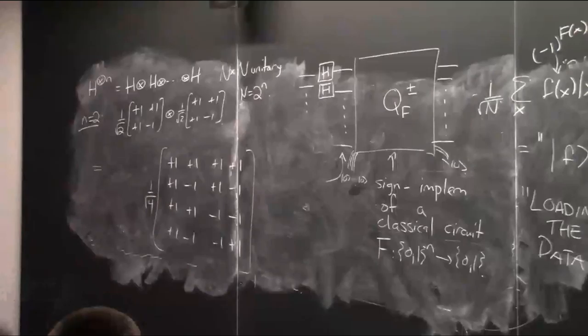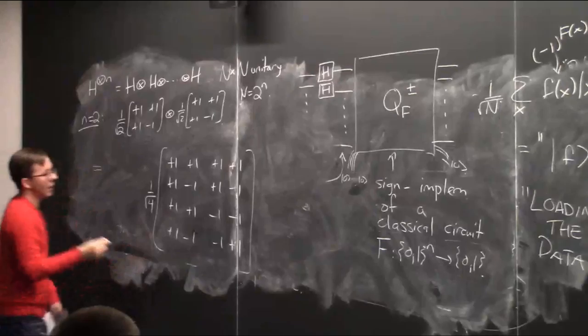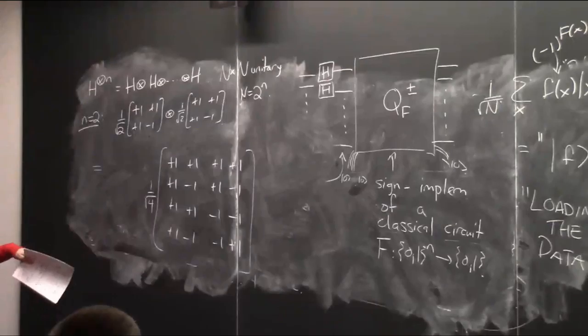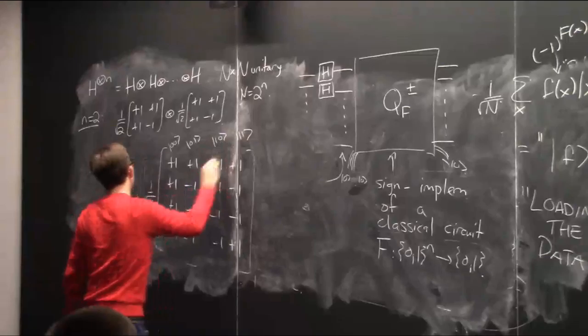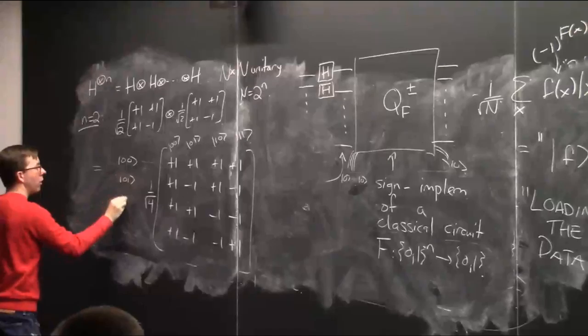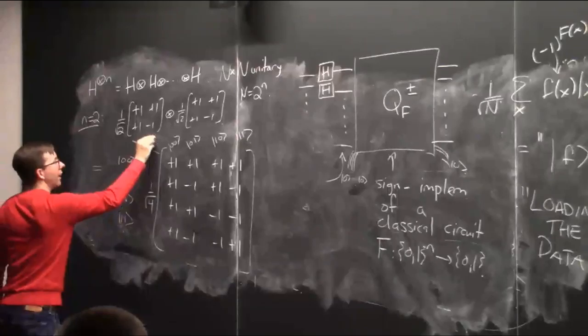Another thing that's important to remember is that these rows and columns are indexed not by the numbers 1 through 4, but by the 2-bit Boolean strings. So this is the 00 column, this is the 01 column, this is the 10 column, this is the 11 column, and this is the 00 row, the 01 row, the 10 row, the 11 row. I'm also going to usually use the letter S for the columns and the letter X for the rows.